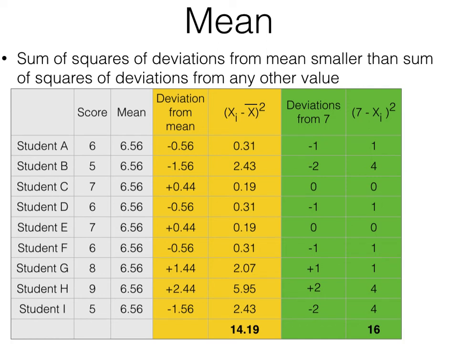What's important to understand for the second property of means is that if I add up and get a sum of all those deviations from 7 squared, I end up with 16. No matter what number you use to deviate from, the sum of those squared deviations is always going to be larger than the sum of the squares of the deviations from the mean. So any number you use to deviate from in these green columns, the 14.9 is going to be lower than that number. We're going to come back to this later.